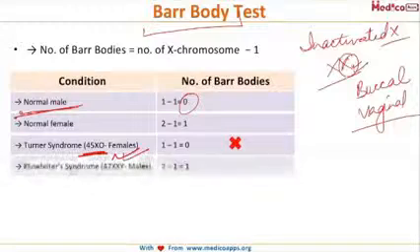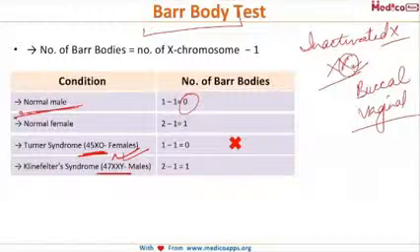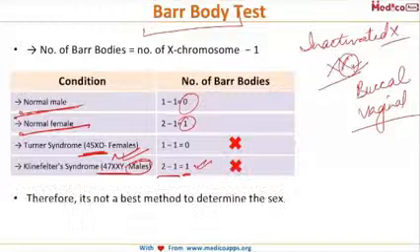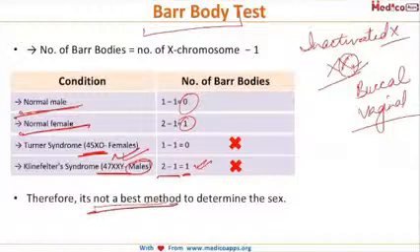So this is an exception to this rule. The next is Klinefelter syndrome, and in this the genotype is 47XXY. Now in these individuals, the number of Barr bodies will be 2 X chromosomes minus 1, and that is 1. But we have told that if there is one Barr body, we expect them to be normal females. But these Klinefelter syndrome individuals are phenotypically males. So again, this is an exception to this rule. Therefore, it is not the best method to determine the sex.